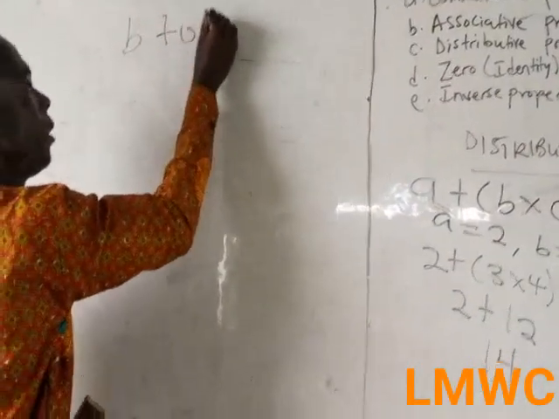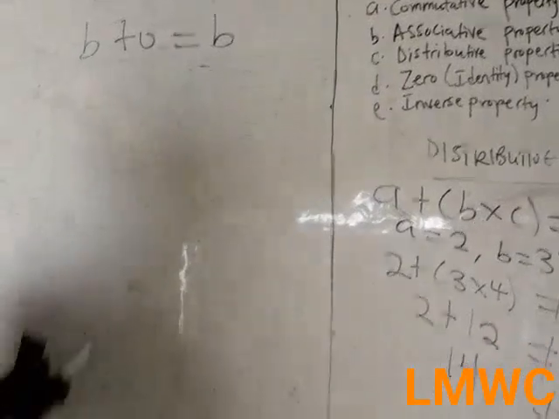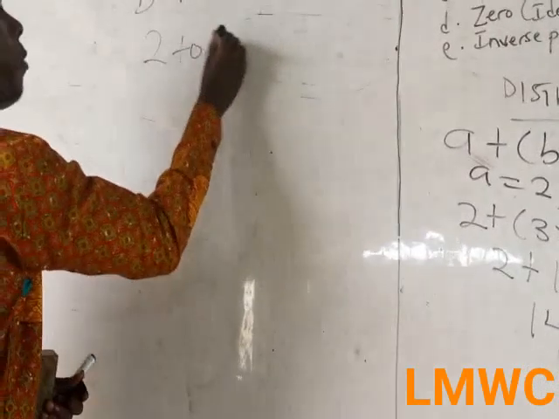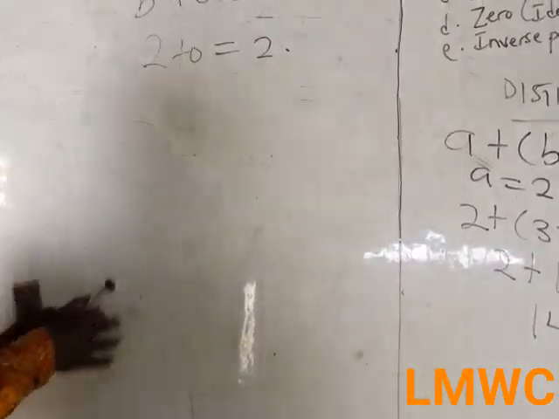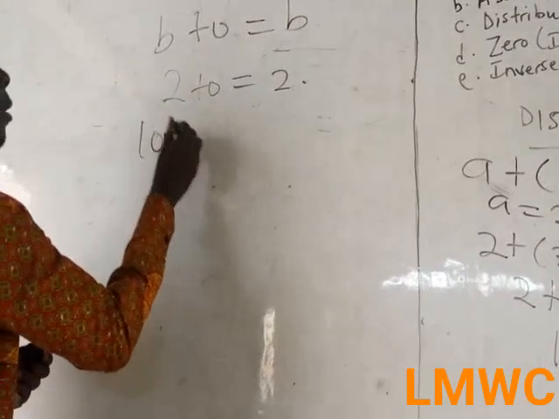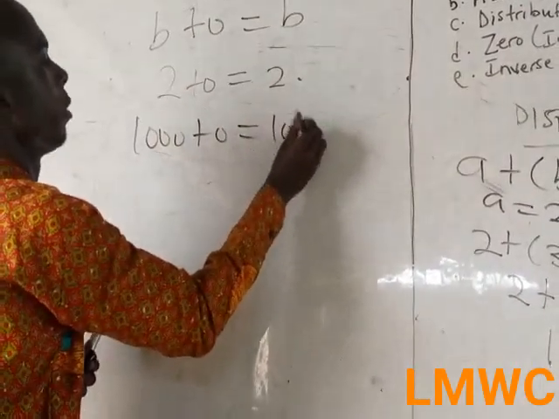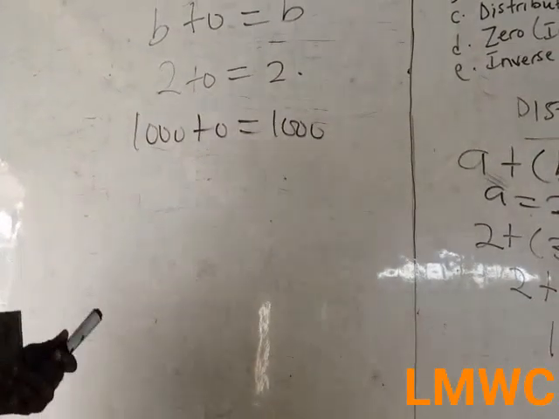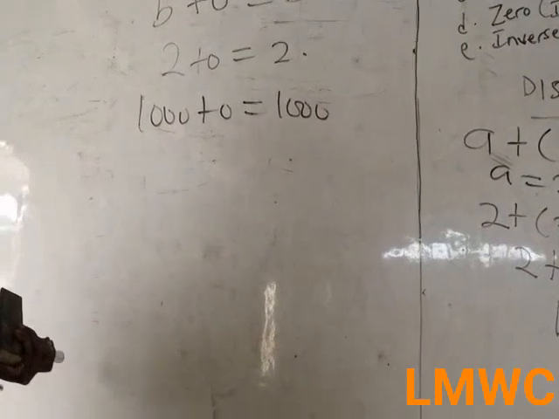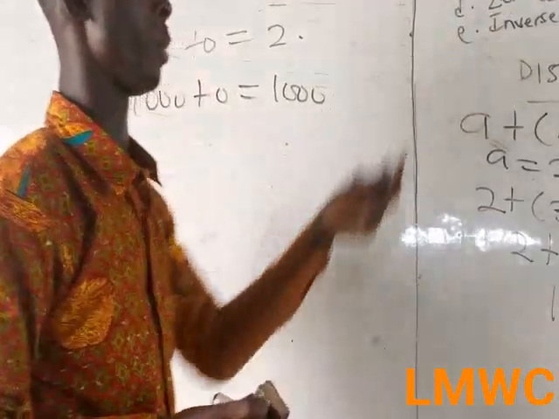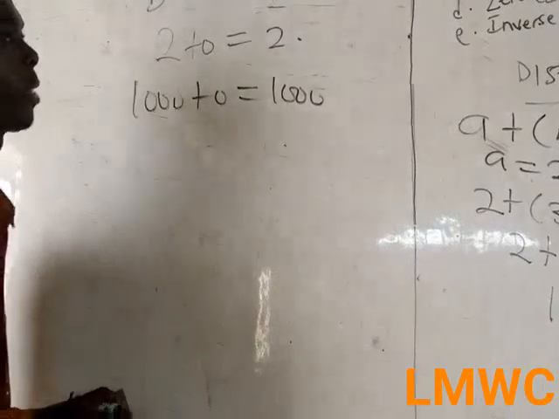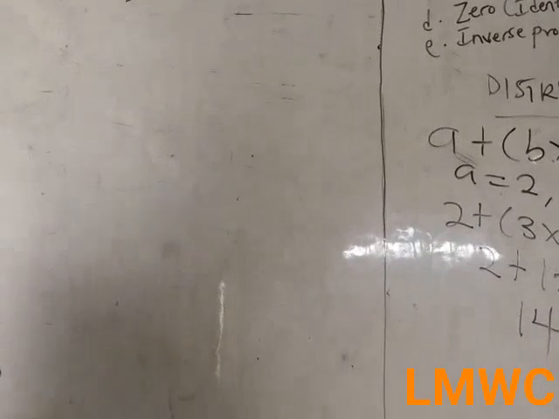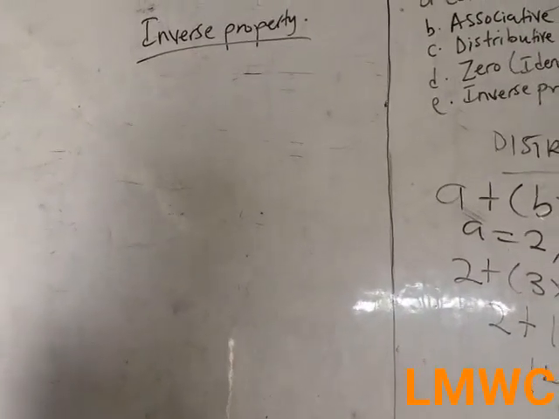b plus 0 is equal to what? b. This is zero property. 2 plus 0, we are having 2. Even 1000 plus 0, you get what? 1000. So under zero property, any integer added to 0 is equal to the same integer. Now let us take the last property, which is inverse. Inverse property. This is the last property, that is inverse property.